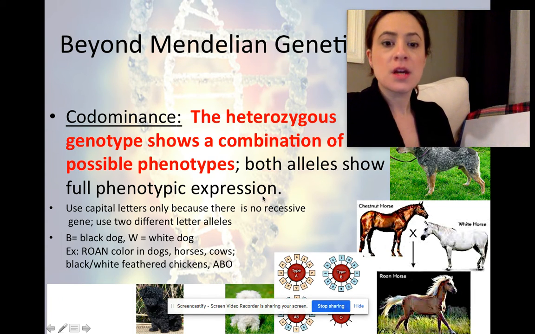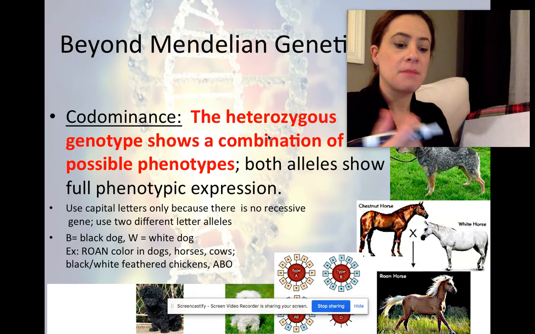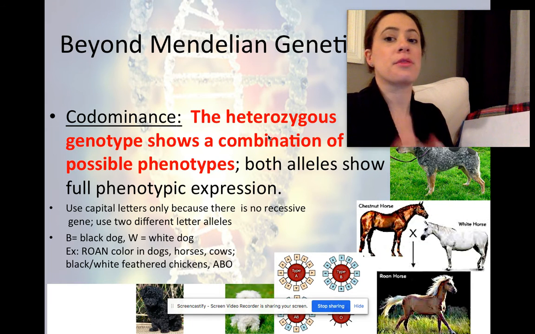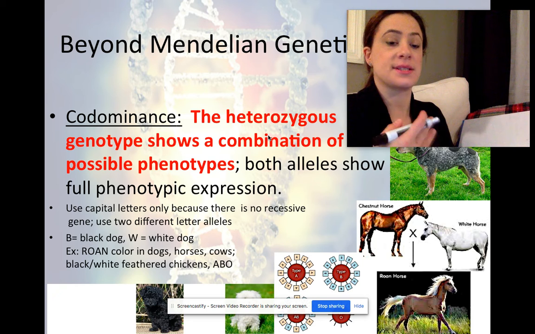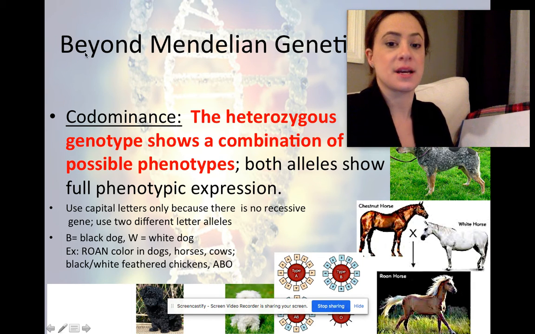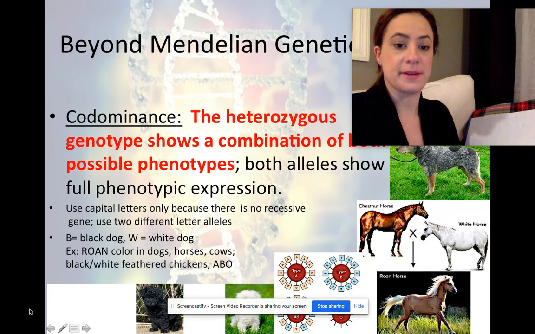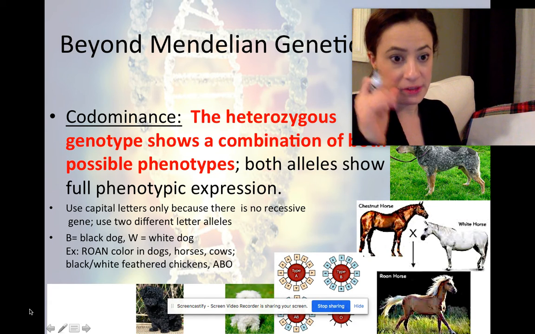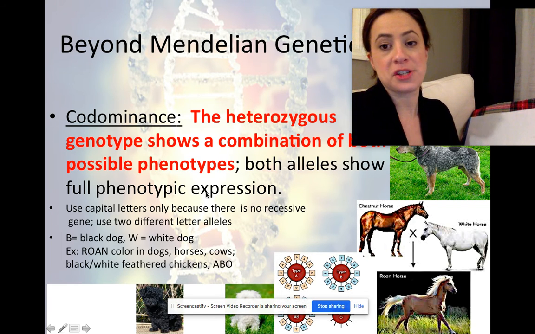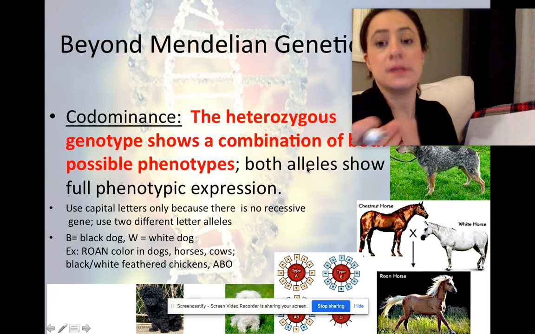So in this pattern of inheritance, the dominant allele does not completely show up over the recessive, but instead, both alleles show in the heterozygote. We call this codominance. The heterozygous genotype shows a combination of both possible phenotypes, and both alleles show full phenotypic expression, meaning that in the heterozygote, both alleles will show their physical appearance.